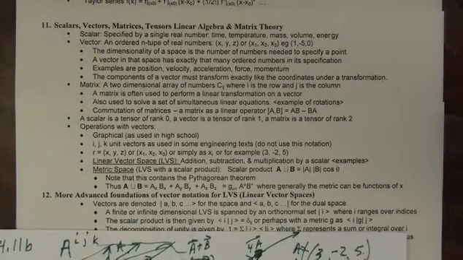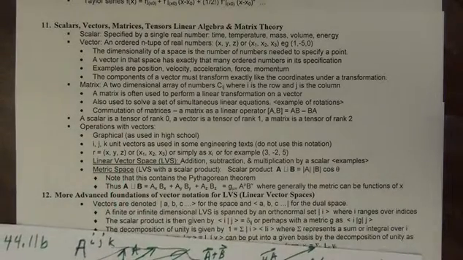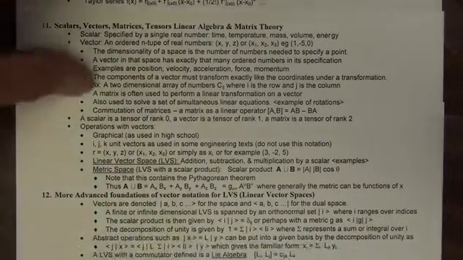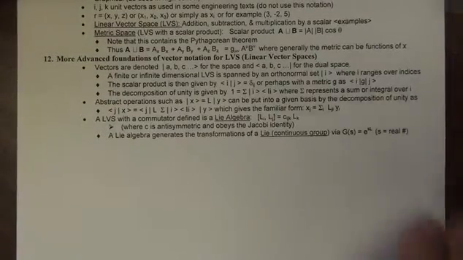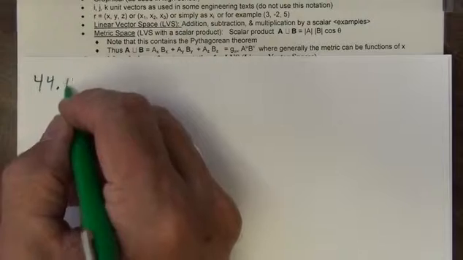I want to talk now about the difference between a linear vector space and a metric space. To do that, I'm going to move this paper up a little bit higher so we can read it, and I'm also going to start with a new piece of paper here, because this is an important concept. This is 4411C, the third page of this discussion on vectors, matrices, scalars, tensors, linear algebra, and so forth.